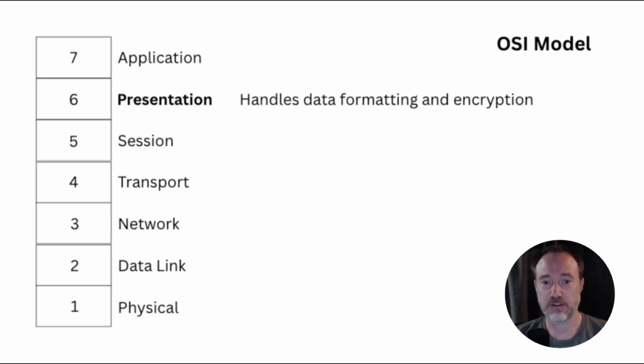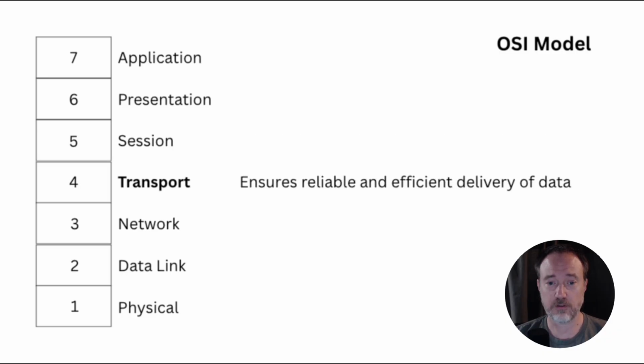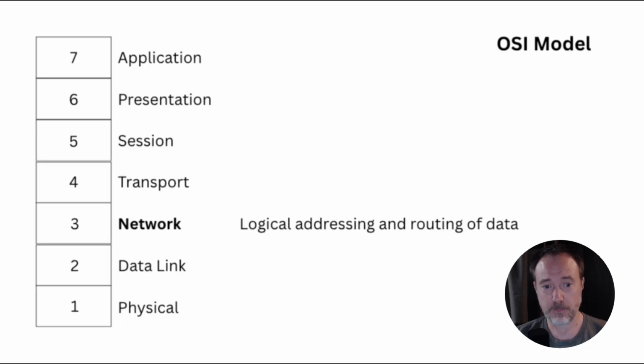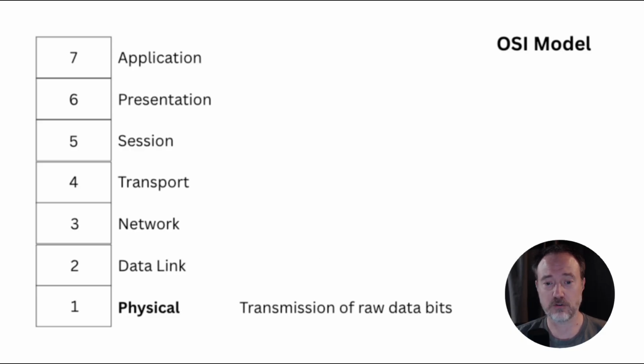The presentation layer handles data formatting and encryption. The session layer manages the connection between the applications. And the transport layer ensures the reliable and efficient delivery of the data, whereas the network layer has logical addressing and routing of the data. And the data link layer, it's physical addressing and error detection. And then the physical layer is the transmission of the raw bits. And we'll look at that a little bit more too.